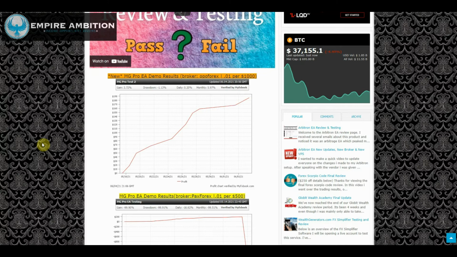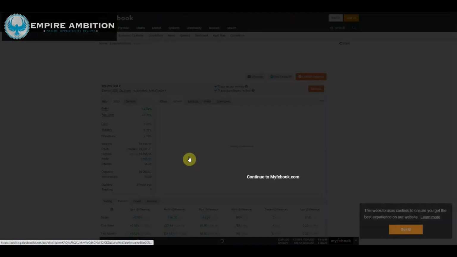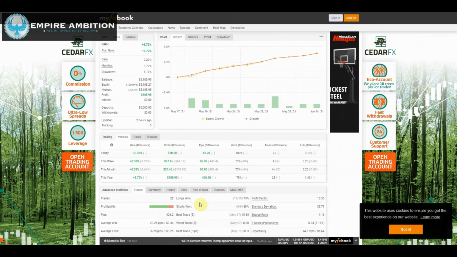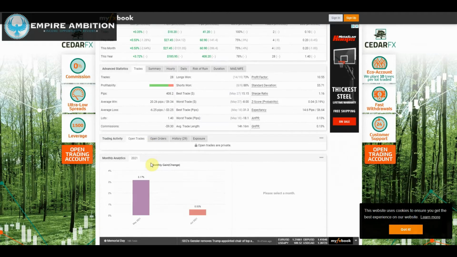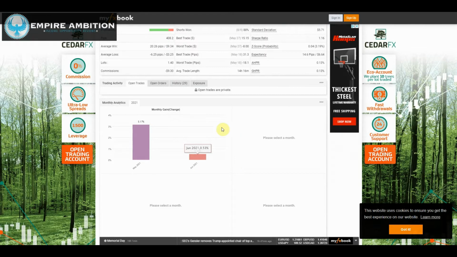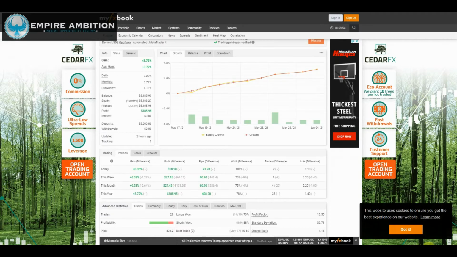All right, so as we can see up here, we're currently up 3.72%. Equity curve is looking nice, as we can see here. So we know we made a profit. Now let's see how much we earned. All right, and this is 0.53%. And this was from about half of the week. And we come down here, we can see for June, 0.53%.